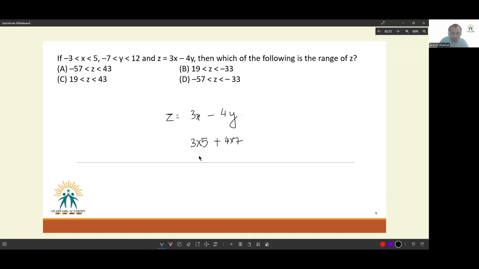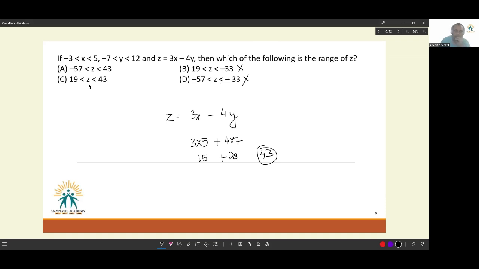So I get a 15 from here, and I get a 28 from here, which gives me the absolute maximum of z will be tending towards 43. 43 can never be achieved, but the absolute maximum of z will be tending towards 43, which at this point will rule out these two numbers. Clearly, it will rule out these two numbers.